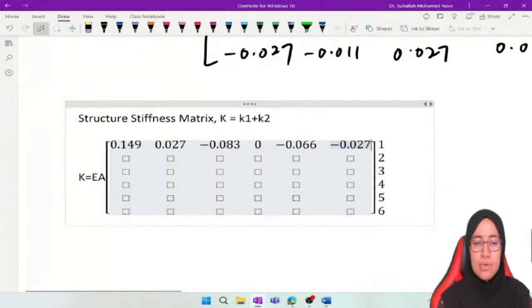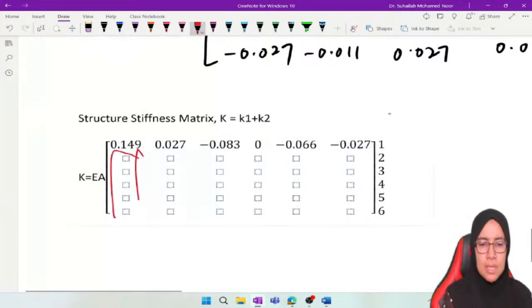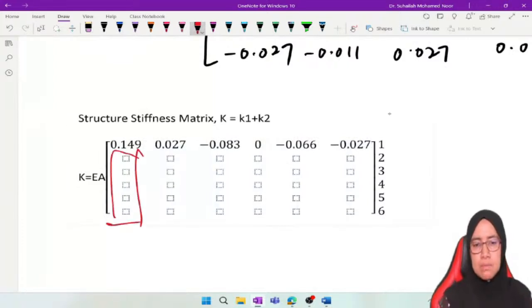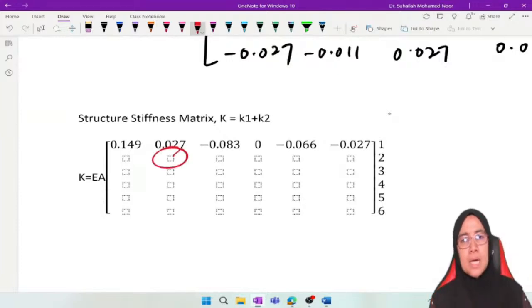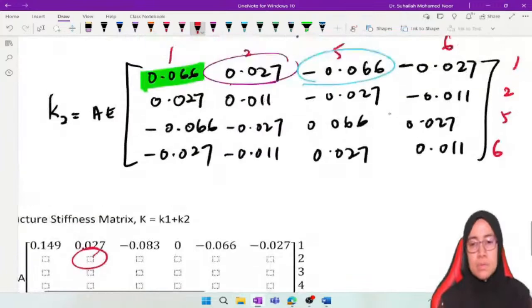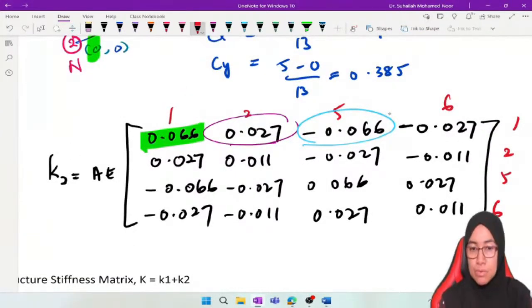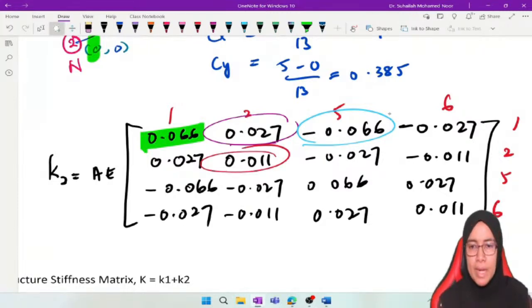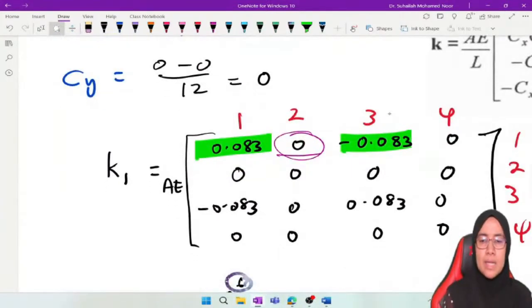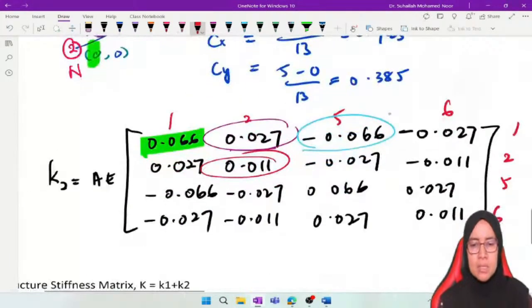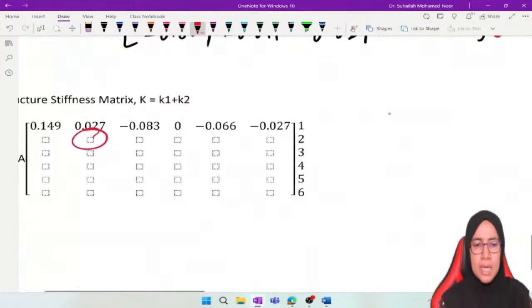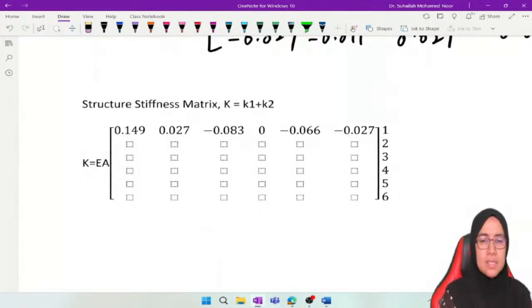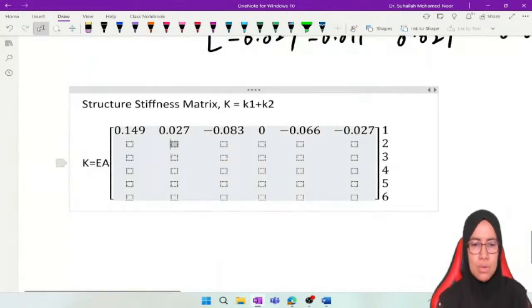And actually in the matrix, you don't have to write the value here, because it is symmetric, right? So if you don't want to write, also okay. Now the next value is 2,2. 2,2 we get from K2 and the value is 0.011. 2,2 in K1 is 0. So here the value is 0.011.